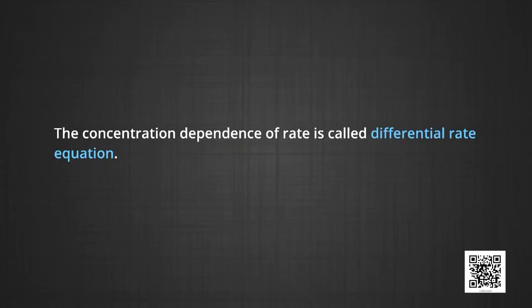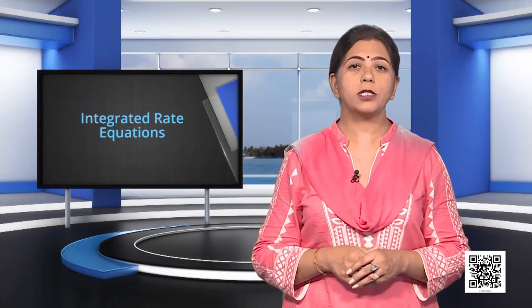Now, first of all, integrated rate equations. We have already noted in the last module that the concentration dependence of the rate is called differential rate equation. It is not always convenient to determine the instantaneous rate, as it is measured by determination of slope of the tangent at point T in the concentration versus time plot. This makes it difficult to determine the rate law and hence the order of the reaction.